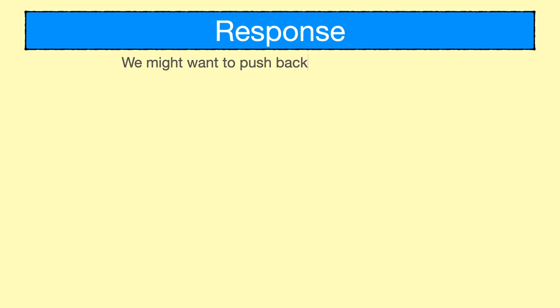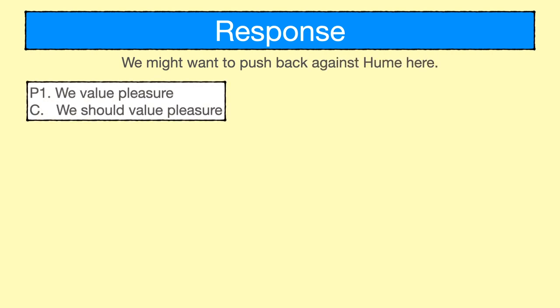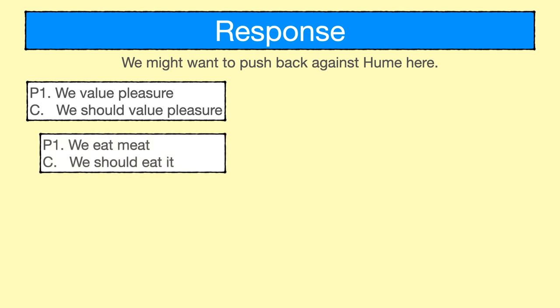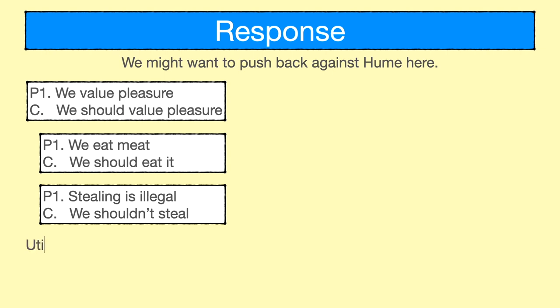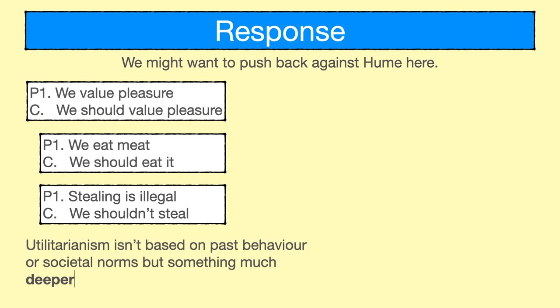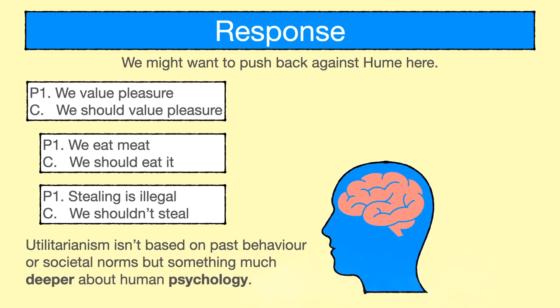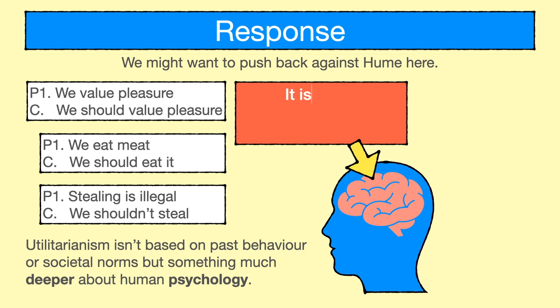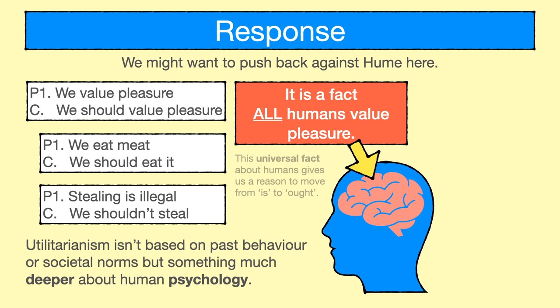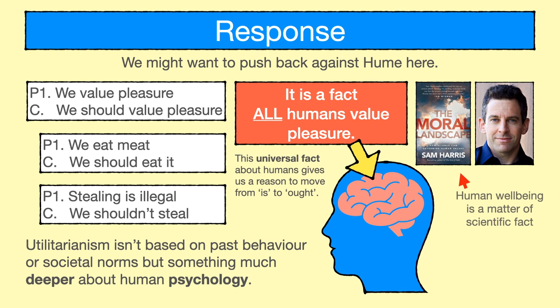However, we might be tempted to push back against Hume here. Utilitarians seem to be claiming something far more significant than arguments like we eat meat, therefore we should eat it, or stealing is illegal, so we shouldn't steal. Morality isn't based on a claim about our current or past behaviour or societal norms, but something much deeper about our psychology. They are saying it is a fact that all humans value the same thing, pleasure, and we all avoid the same thing, pain. This is why we should value it. It's a fact about us as humans. It is universal. Sam Harris, despite not technically being utilitarian, makes a similar argument in his book The Moral Landscape, but replaces talk of pain and pleasure with well-being.